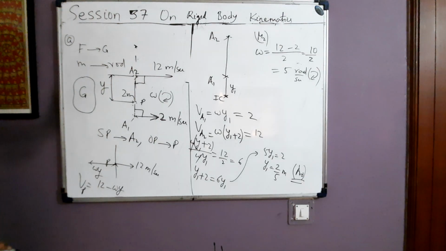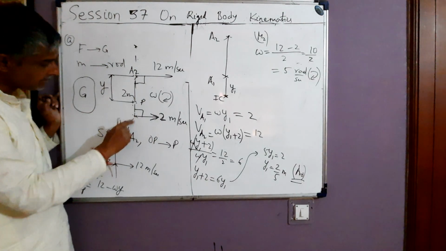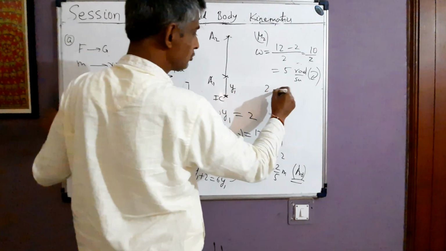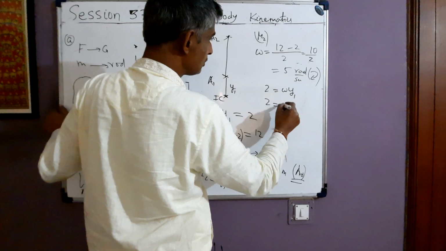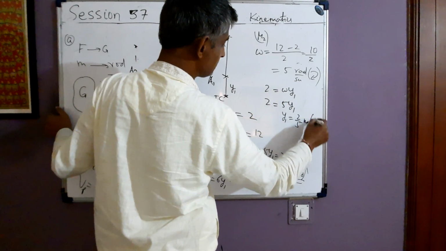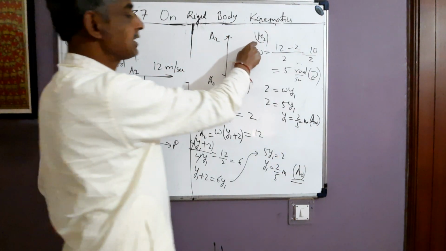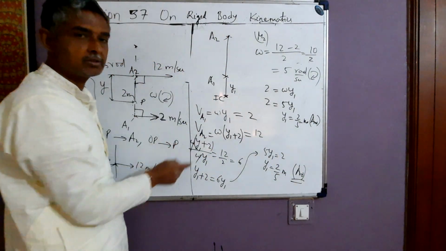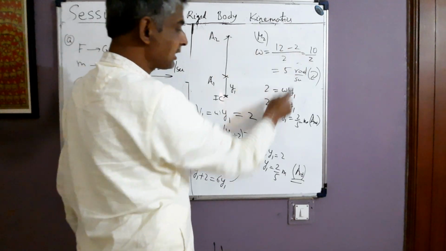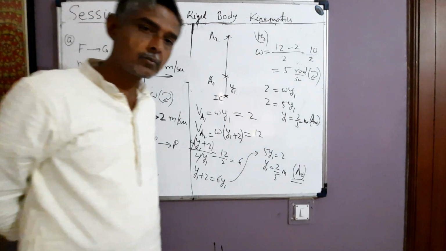Okay, fine. So now we use the IC concept. IC is at a distance of y1 below point A1. So 2 is equal to omega y1, 2 is equal to 5y1. So y1 is equal to 2 by 5 meter, which is therefore the required answer by method 2. In method 2, the advantage is that we don't have to write two equations. Writing only one equation for any one of these two points and using the formula for omega, we get it directly. This is another method of finding the location of IC.